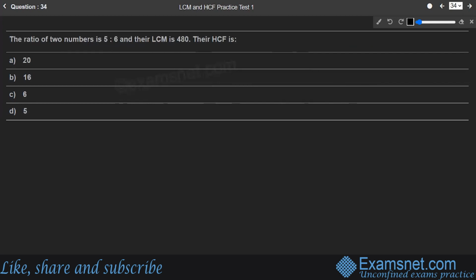The ratio of two numbers is 5 is to 6 and their LCM is 480, their HCF is? So we'll have to assume the HCF in this case. Let us assume the HCF equal to X. Clearly, the numbers are always multiples of their HCF. So the numbers are 5x and 6x. These are the two numbers that have been achieved.